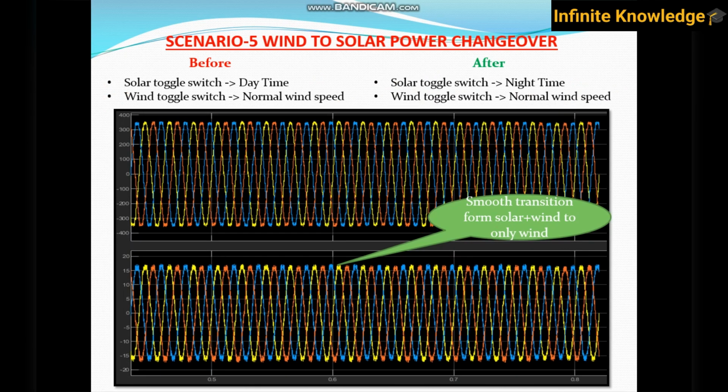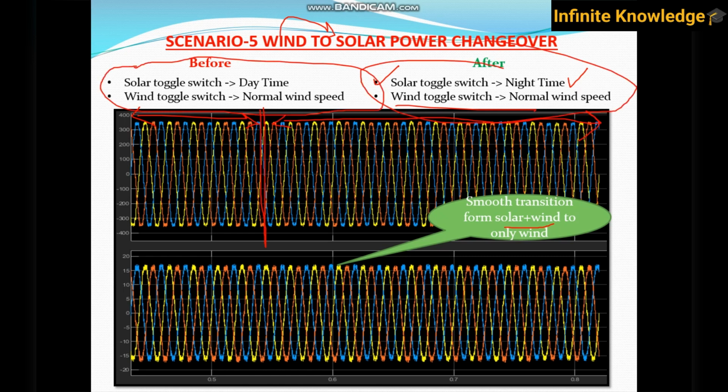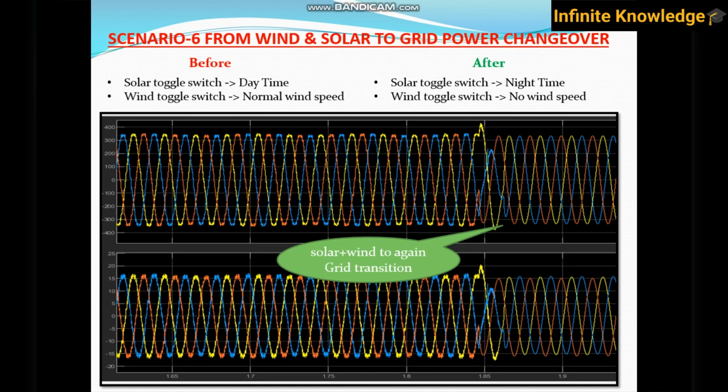A similar situation can arise from wind to solar. That was from solar to wind; this is from wind to solar. Again, initially solar and wind both are available, both are feeding the power, and after some time, in the night time, solar is not available, so only wind is there and wind is supplying. You can create the scenario by using this logic. I think you can do it right now in the simulation.